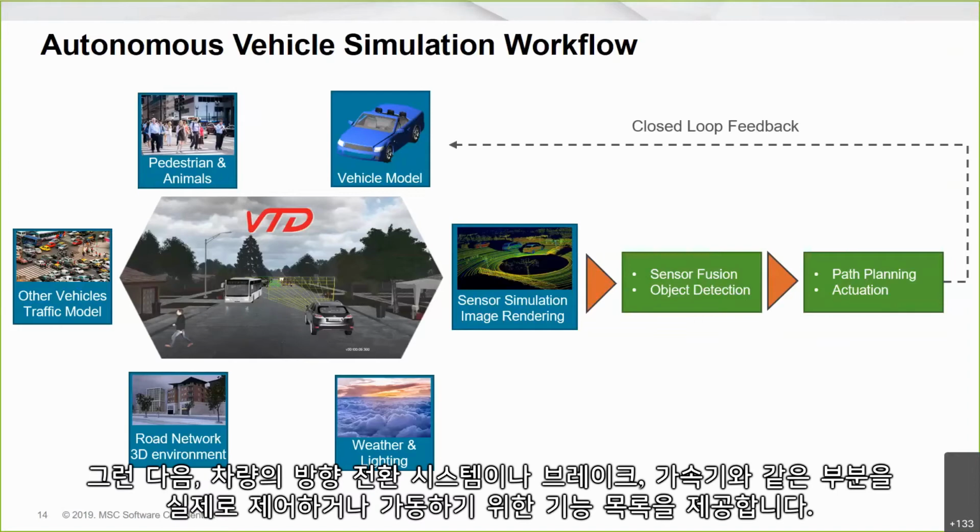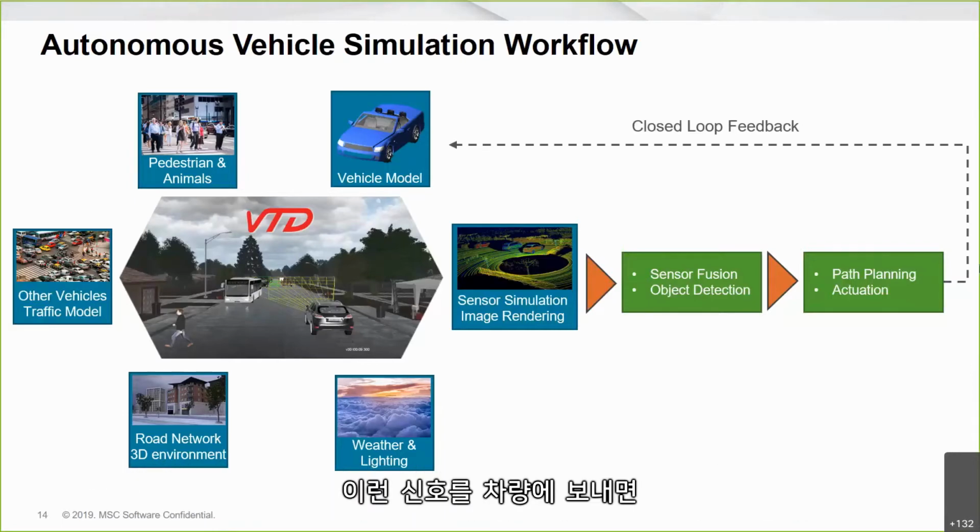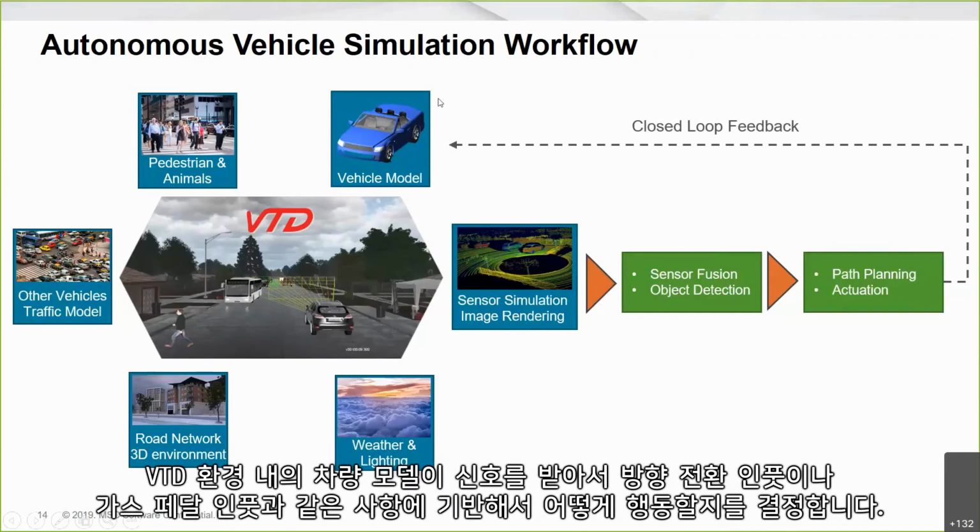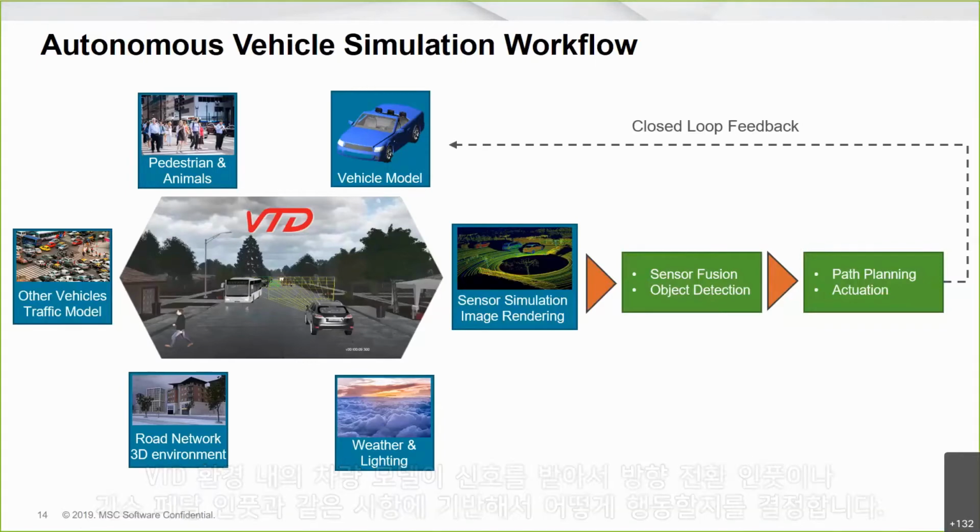After that, it will give out a list of functions to actually control or actuate different parts of the vehicle, for example the steering systems, the brake or the acceleration. Then it will give those signals back into the vehicle. And the vehicle model inside the VTD environment will take those signals and decide how the vehicle is going to behave based on those steering inputs or gas pedal inputs and things like that.